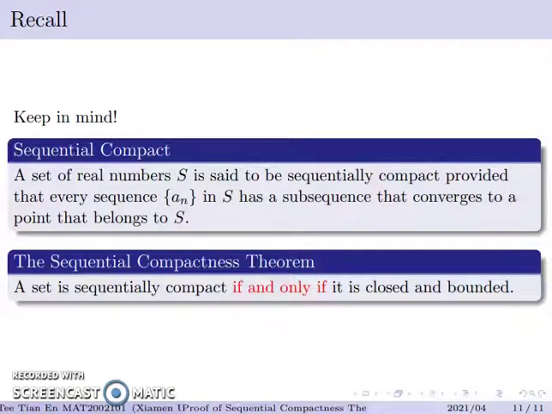So let us have a quick recall of what we have discussed in this video. The first thing is the definition of sequential compactness: every sequence An in a set has a subsequence that converges to a point inside the set. Then we can say that the set is sequentially compact. And the sequential compactness theorem says a set is sequentially compact if and only if it is closed and bounded.